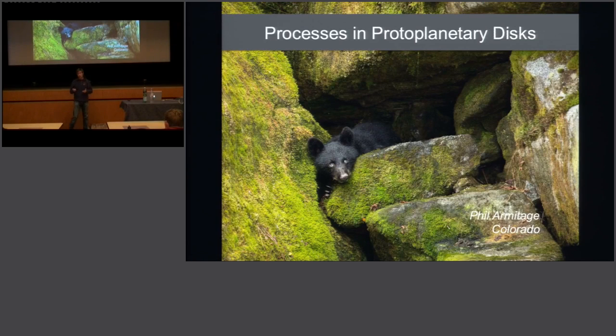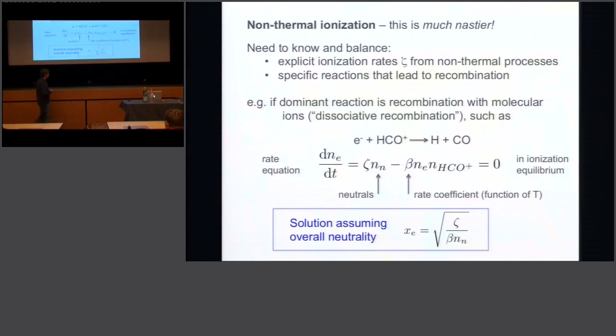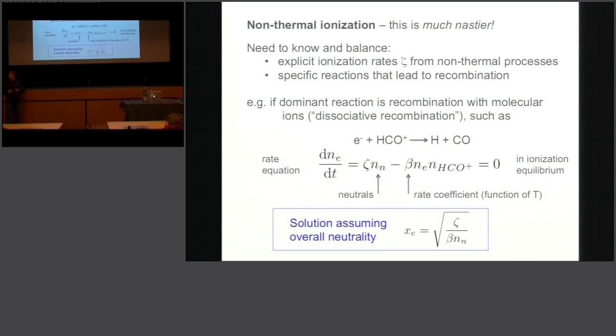Now, what about temperatures below 1,000 Kelvin, which are going to be the temperatures present in most of the protoplanetary disk? Well, in that case, we're in the regime of non-thermal ionization. Non-thermal ionization is in general much more difficult to treat than thermal ionization, because we have to explicitly consider the processes that are ionizing the gas, and then the recombination processes which will remove ionization from the gas and return it to being neutral.